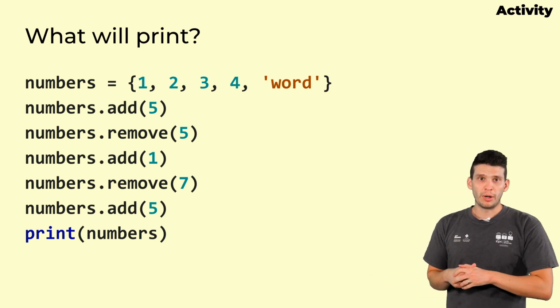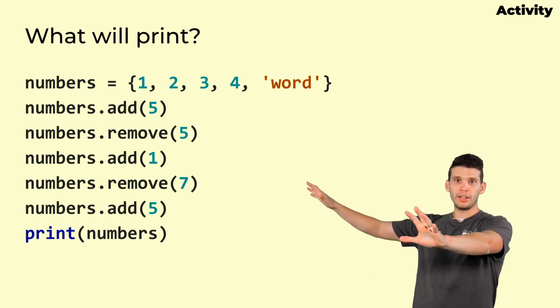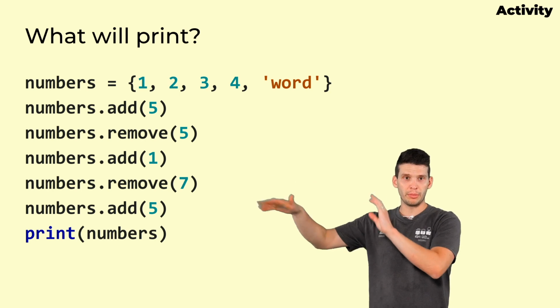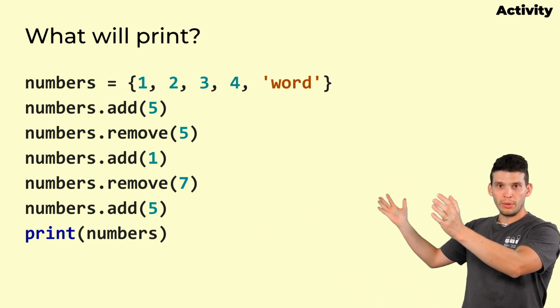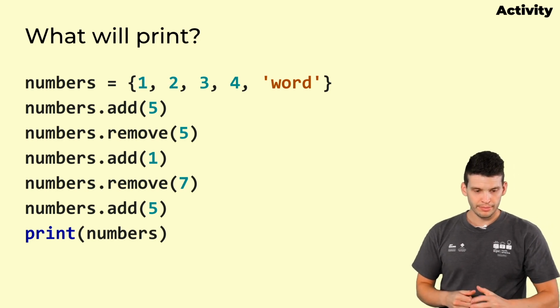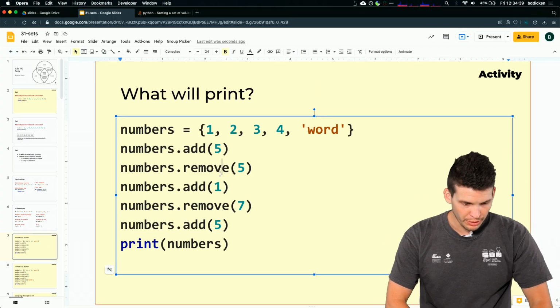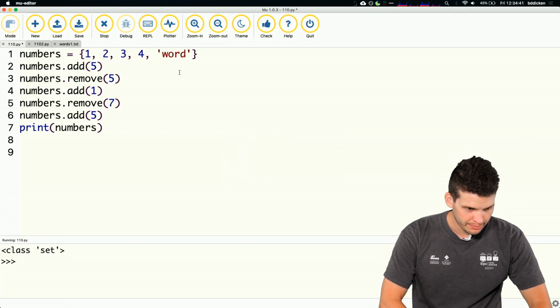So a couple of practice problems for you. I want you to look at that code. There's a set, and then some things are attempted to be added and removed to and from that set. What will happen when this runs? Let me bring it over. We'll run it, and then we can talk about it.